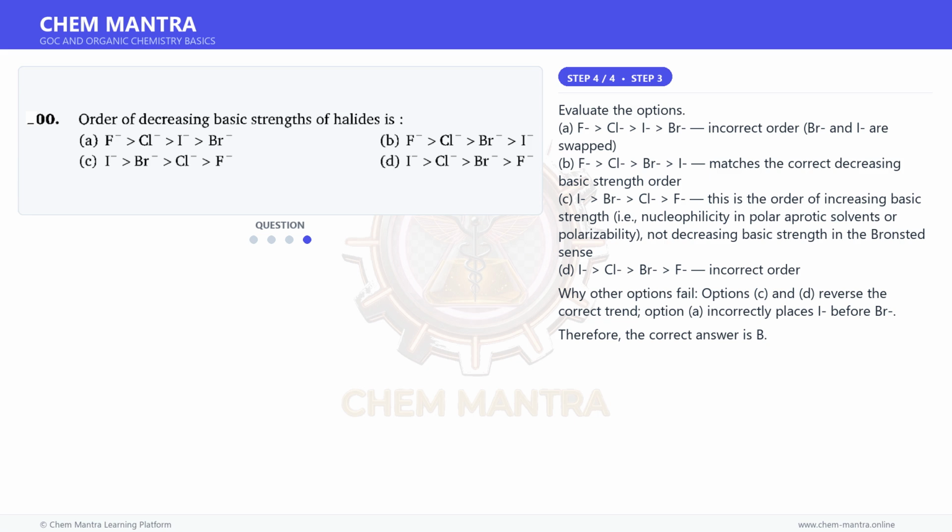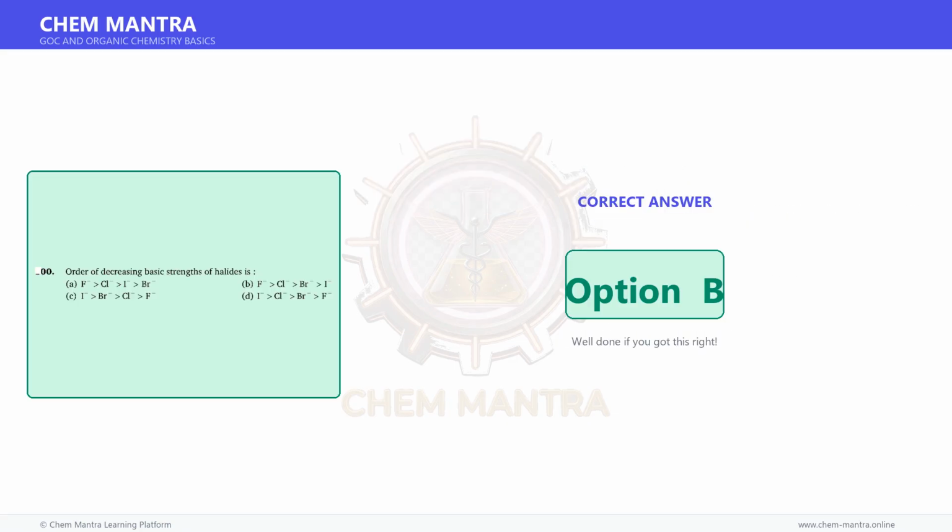D. I⁻ > Cl⁻ > Br⁻ > F⁻, incorrect order. Why other options fail? Options C and D reverse the correct trend. Option A incorrectly places I before Br. Therefore, the correct answer is option B.